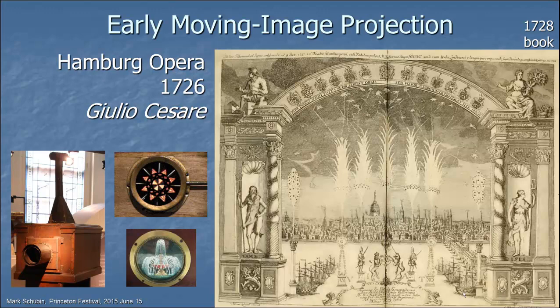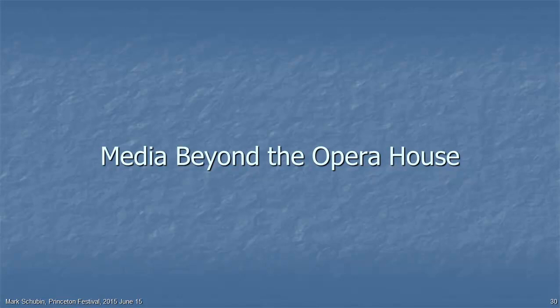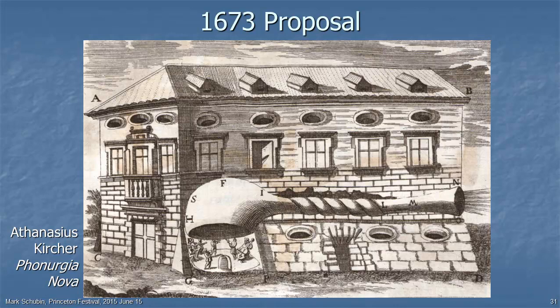So that's media technology in the opera house. How about media technology to get the opera beyond the opera house? Well, the idea was actually first proposed in the 17th century. In 1673, here was a proposal that appeared in a book, Phonergia Nova, about using an acoustic duct to pipe the sound of the opera outside the opera house. And today that's what we would call a plaza cast.